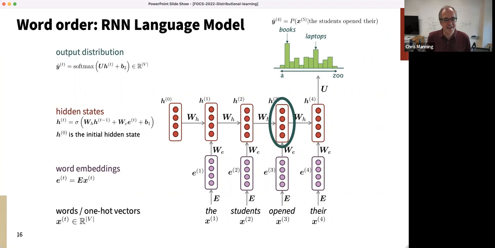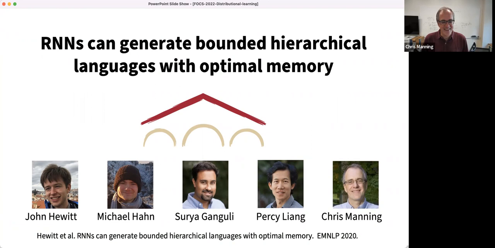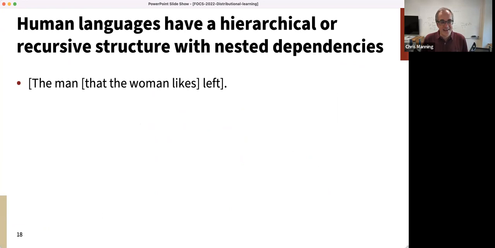But before getting on to that, I want to show you a bit of work me and students and colleagues did recently on trying to work out why these recurrent neural networks could do so well. This was work led by John Hewitt and Michael Hahn, together with Surya Ganguly and Percy Liang. So the conundrum starts like this. One of the most basic facts that we tell people in a linguistics class is that human languages have a hierarchical or recursive structure with nesting.